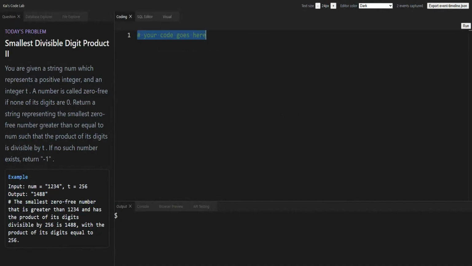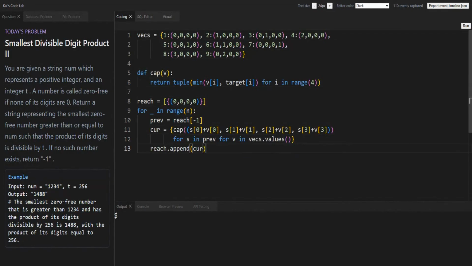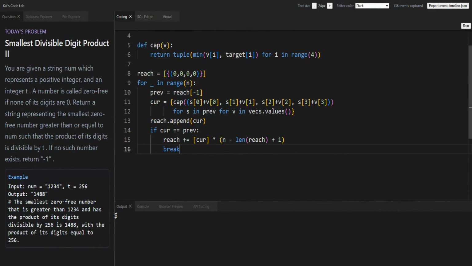Next is that digit to vector table from before, written as a dictionary. Cap trims any counter down the moment it hits the target, so we never track more than we need. Then we build reach 1 digit at a time, each new set built from every old combination plus every digit's vector. The moment a new layer matches the last one exactly, we stop. It's saturated and we fill the rest with copies. I used to let these counters grow uncapped, past the target. Total waste of memory. Capping them the second we hit it keeps this table small.